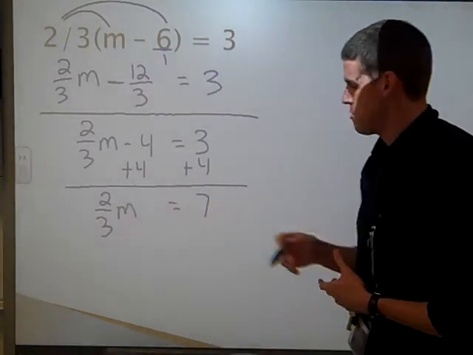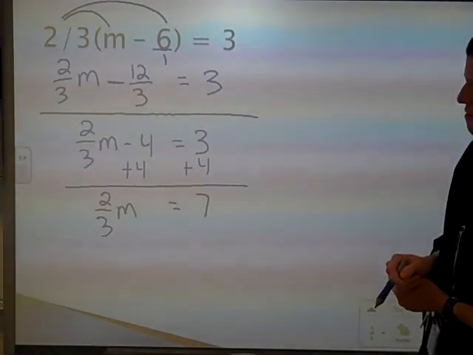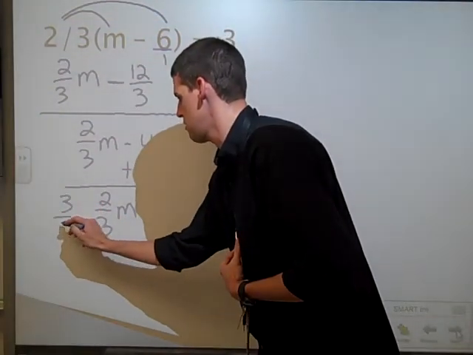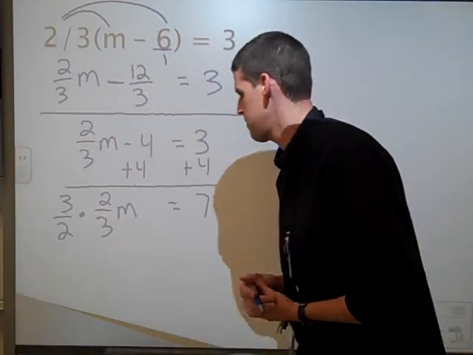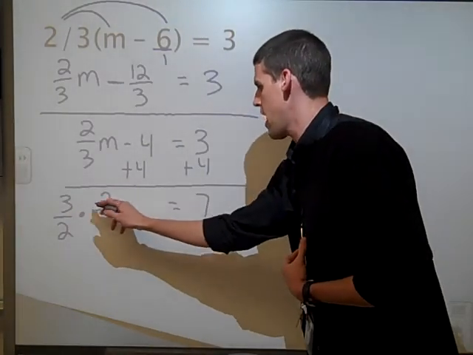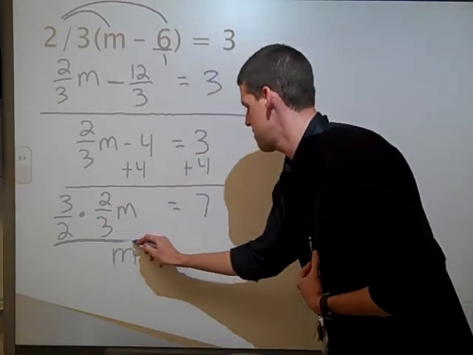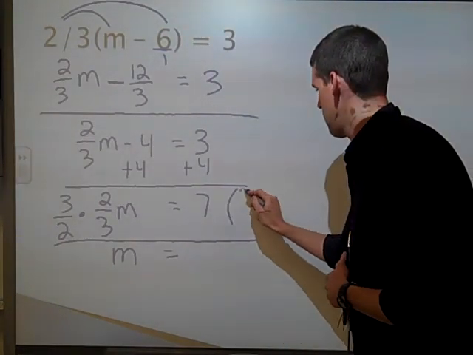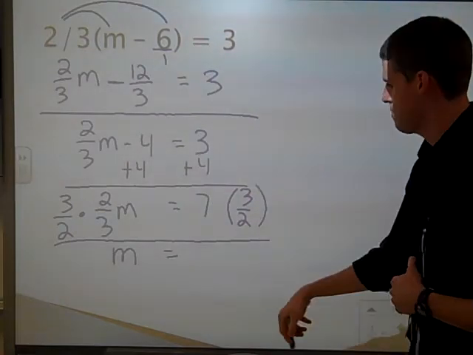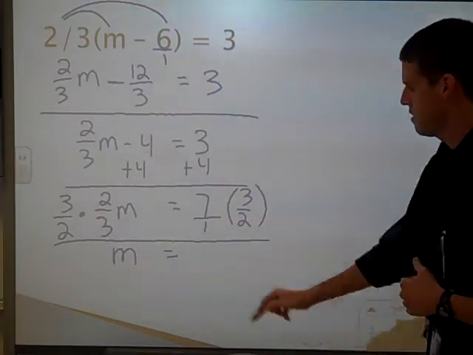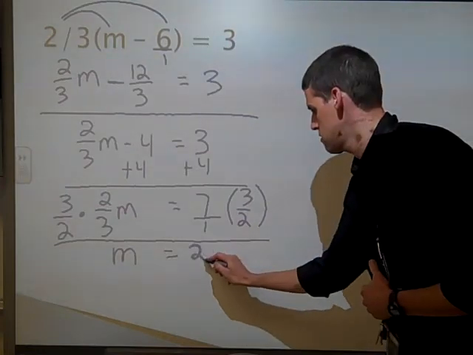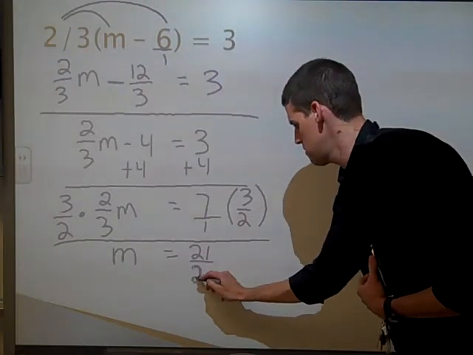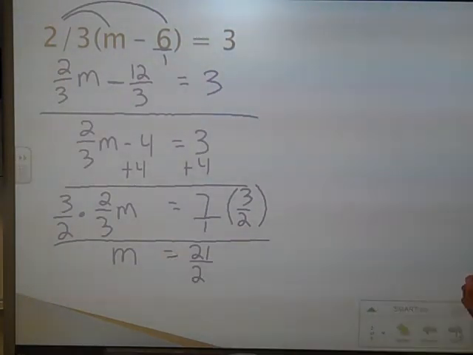Now again I have a 2/3 m, so I'm multiplying by a fraction. Instead of dividing by the same fraction, I'm going to multiply by the reciprocal, or multiply by the flip. So our 3/2 makes this m times 2/3 into m. I'm going to multiply this side by 3/2 as well. My whole number gets turned into a fraction. 7 times 3 is 21. 1 times 2 is 2. Now I have m equals 21/2.